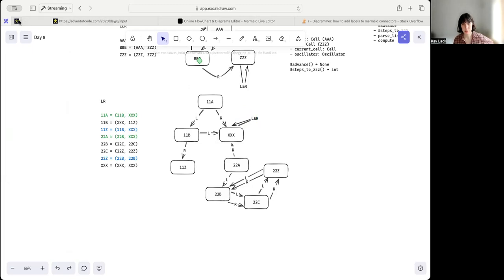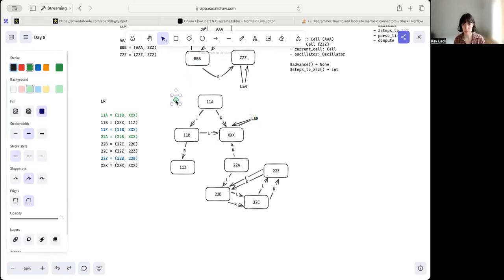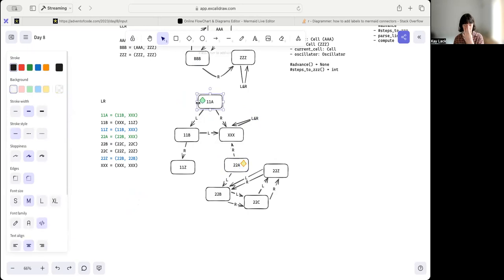Okay, so in this picture, we'll have a green and an orange counter, and we start off here and here, and we go left and right.